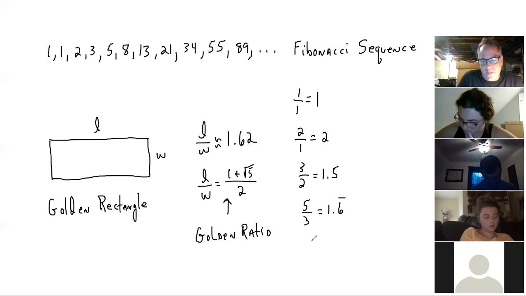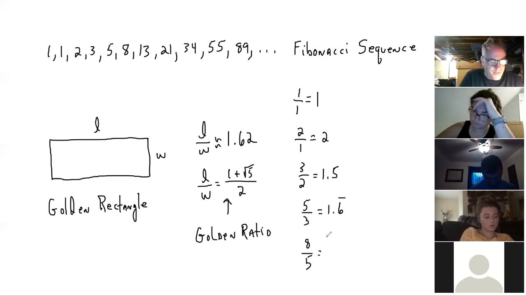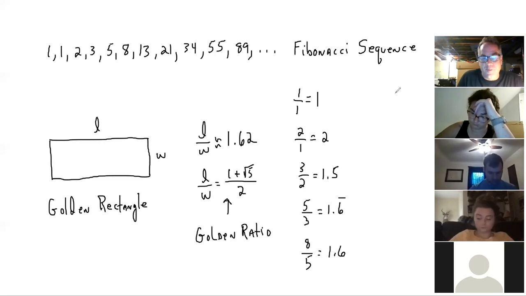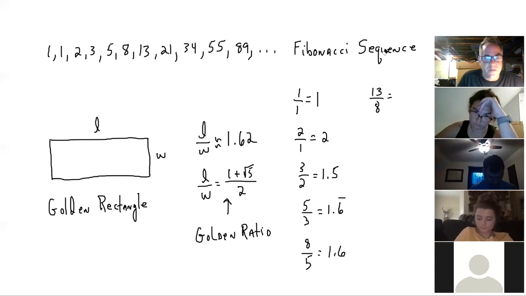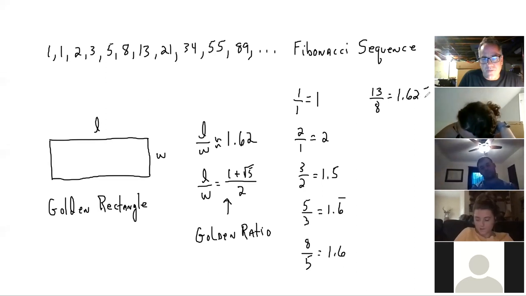So the next one after that would be 8/5, and in decimal form, that is exactly 1.6. At this point, you can kind of see where this is headed, but we're going to do a few more. We'll go 13/8, and 13 divided by 8 is 1.625.